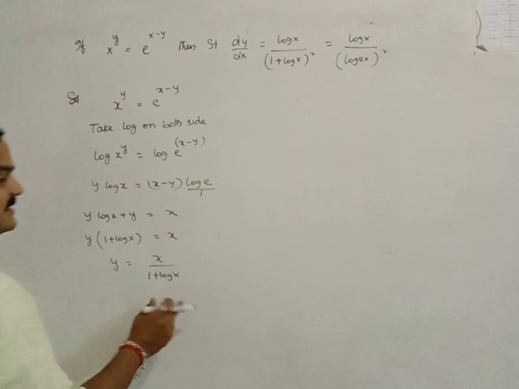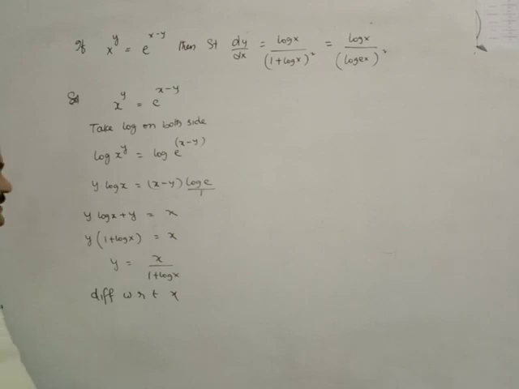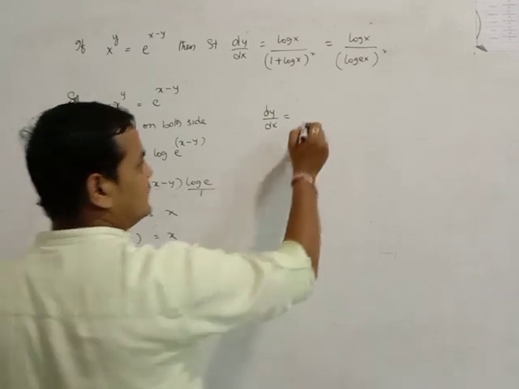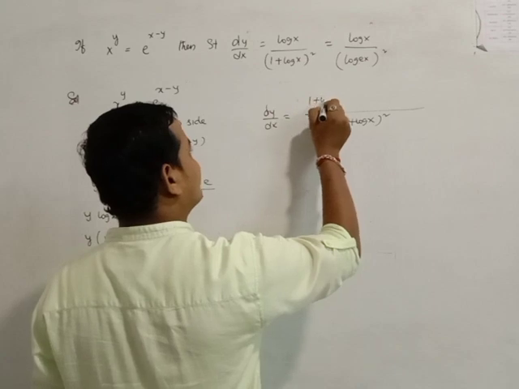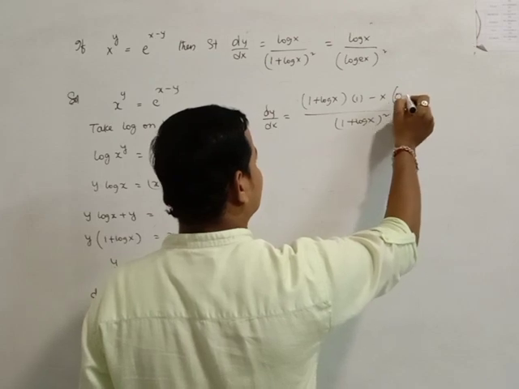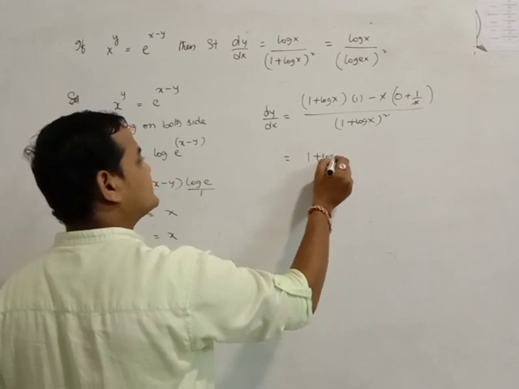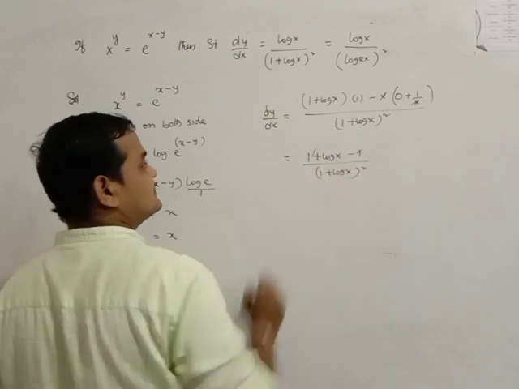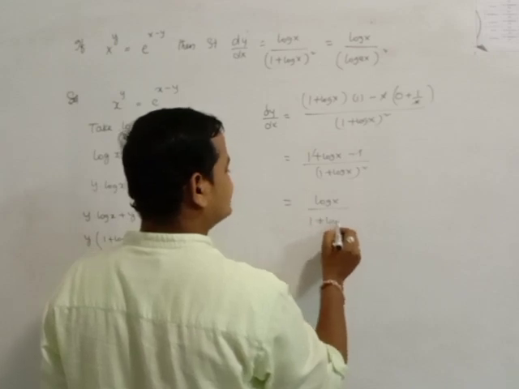Here you can easily differentiate with respect to x. The y derivative is dy by dx, and on that side we use the u by v formula. That is, (1 plus log x) into the derivative of x, which is 1, minus x into the derivative of (1 plus log x), which is 0 plus 1 by x, all over (1 plus log x) whole square. The x cancels. So 1 plus log x minus 1, over (1 plus log x) whole square. The 1 cancels. So the final answer is log x by (1 plus log x) whole square.